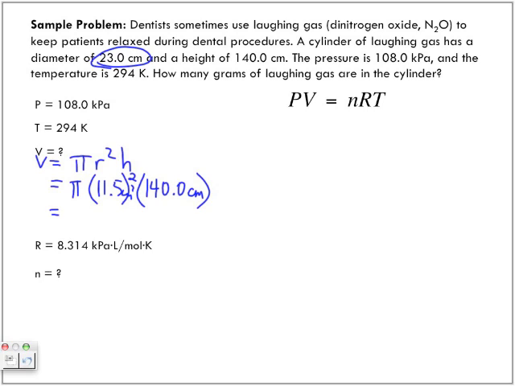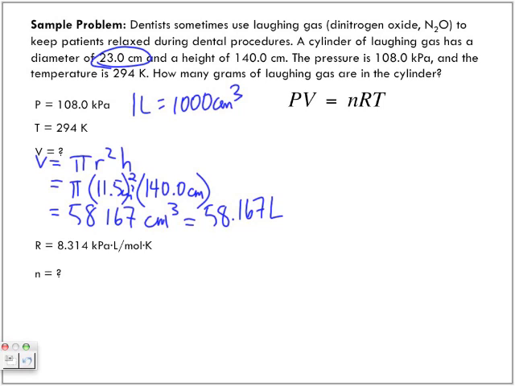So when we multiply all those together, we get the following volume: 58,167, I rounded it off, cubic centimeters. But remember what we said? Volume we wanted in liters. So 1 liter is equivalent to 1,000 centimeters cubed. So this will equal 58.167 liters is our volume.